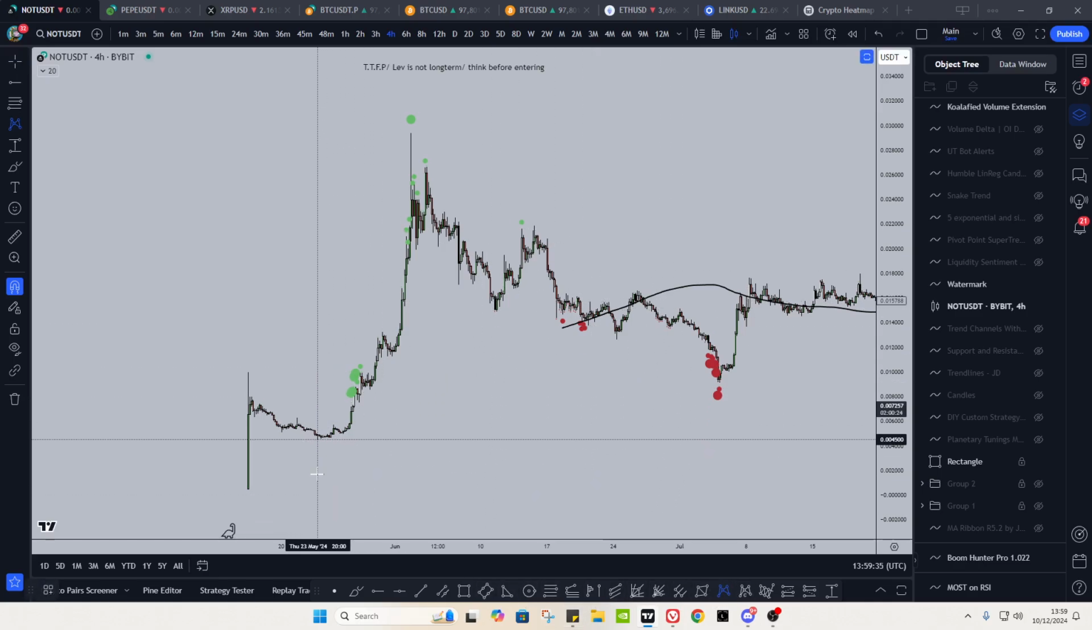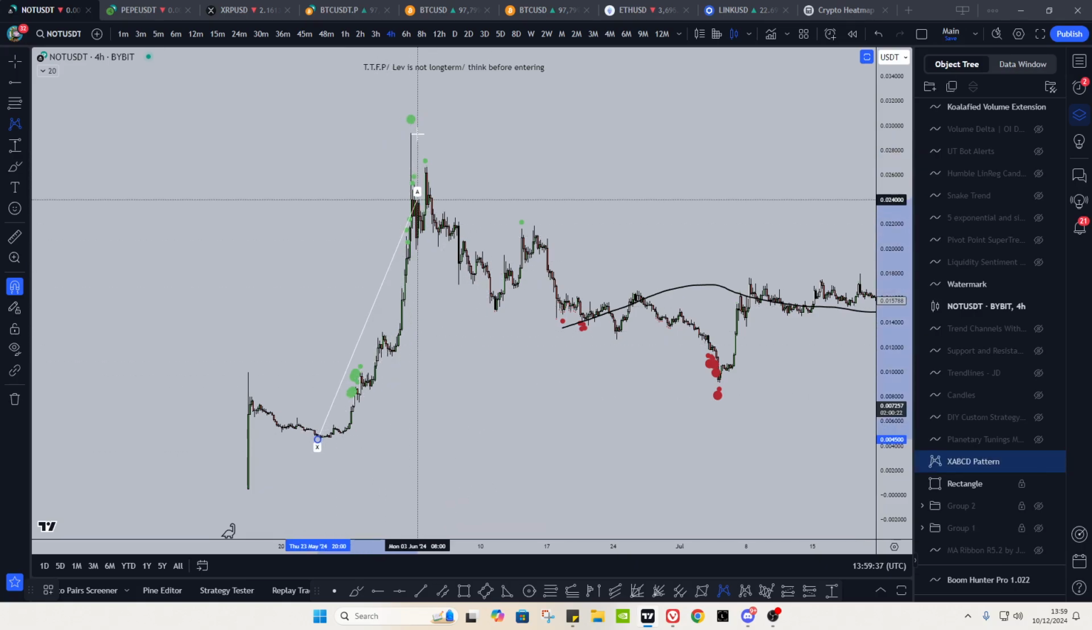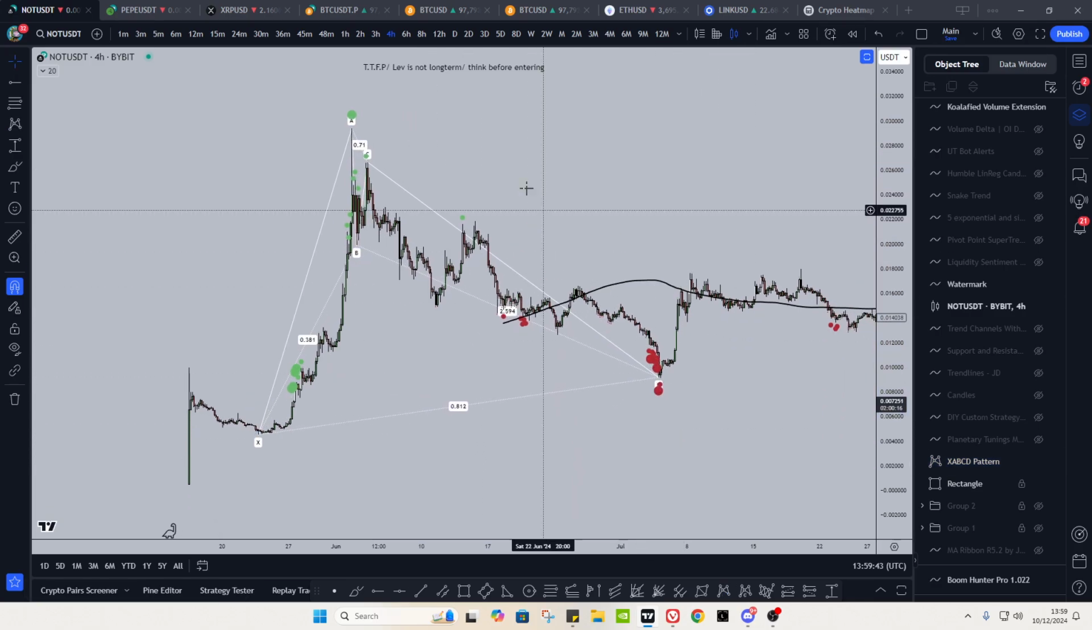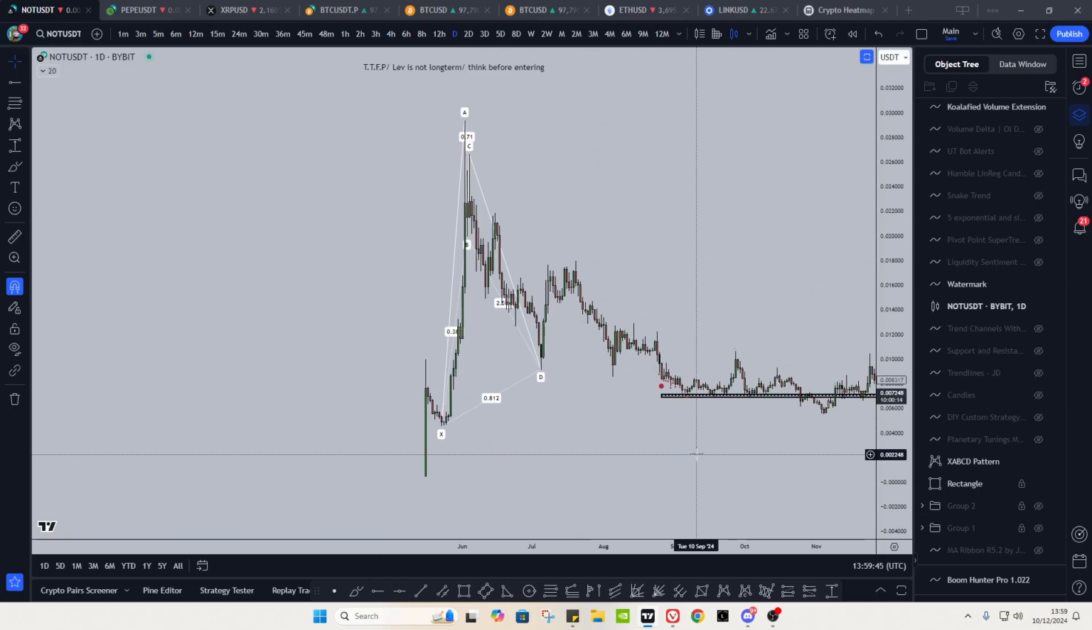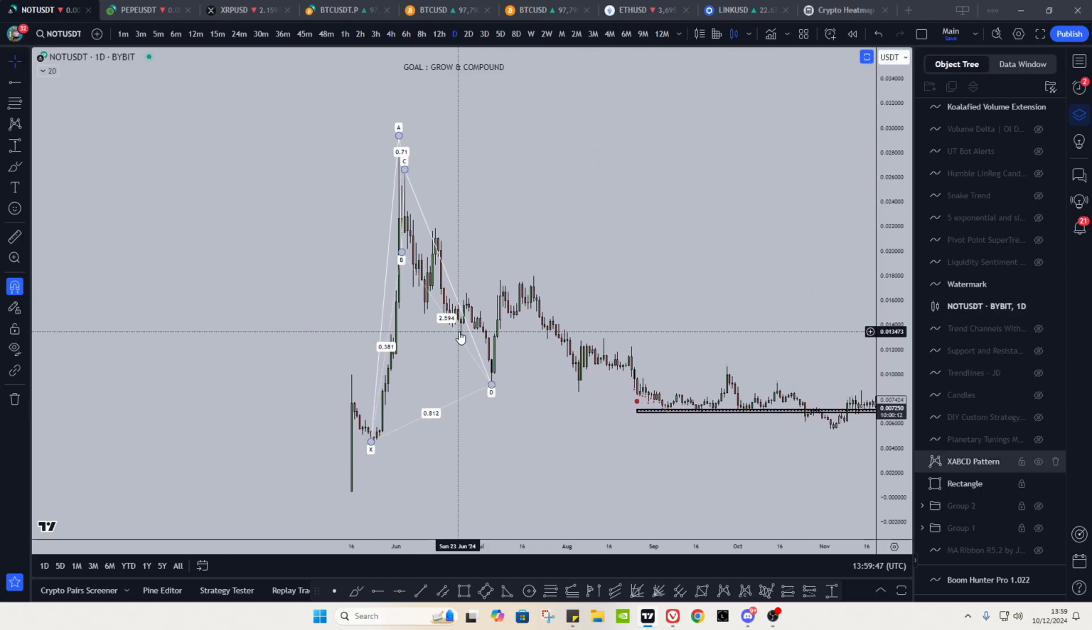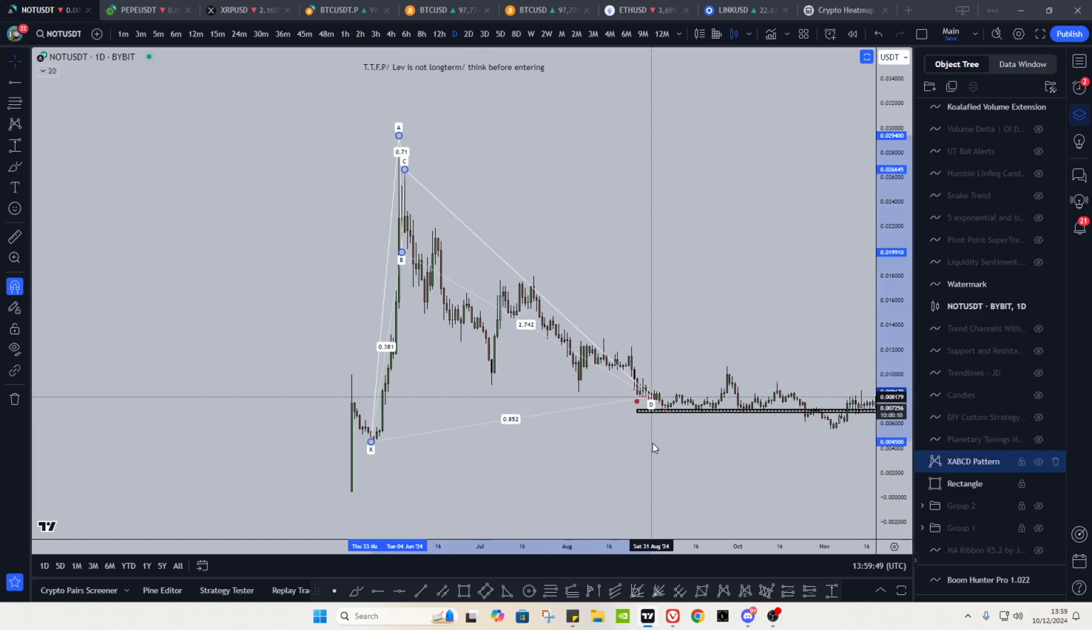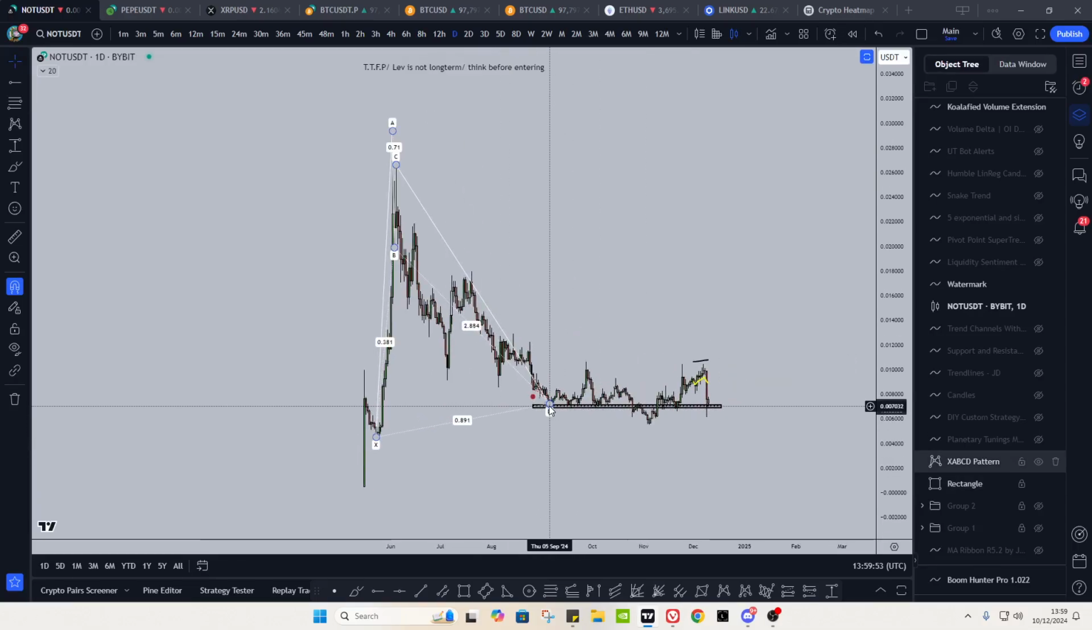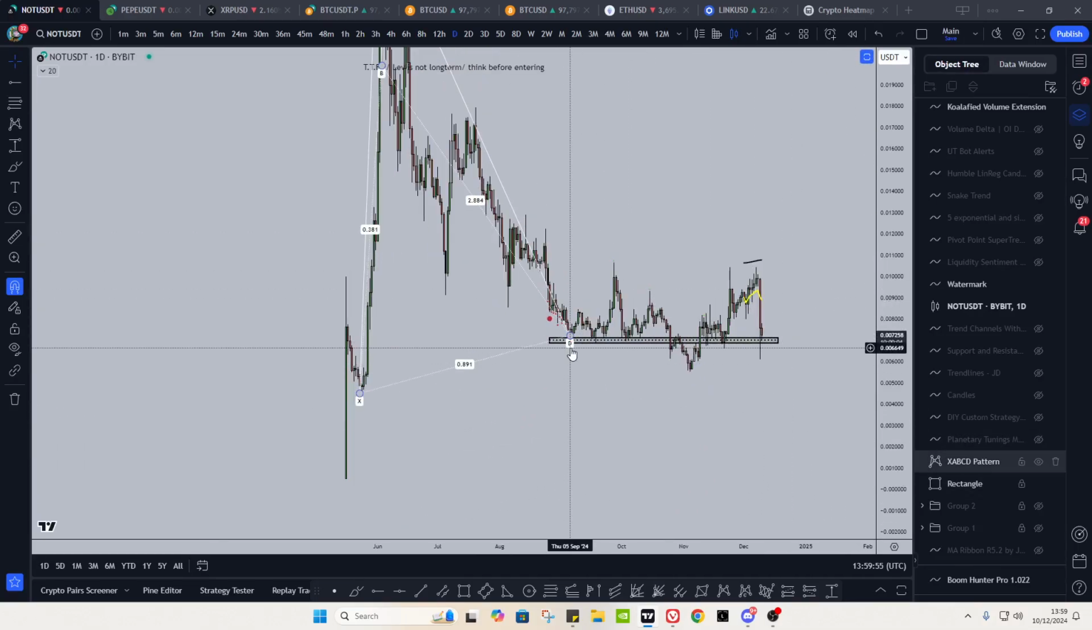So there's your low, there's your high, there's your low, there's your lower high. Okay, so 1.618 to 2.618 typically for a bat. So your actual extension is a bit deep, but it doesn't really matter. Over here is where your 886, let's say, of your harmonic.